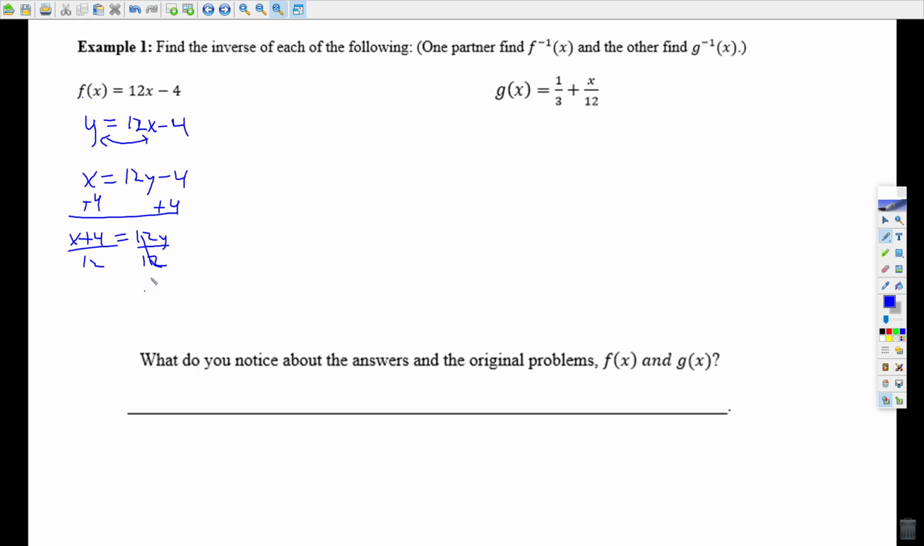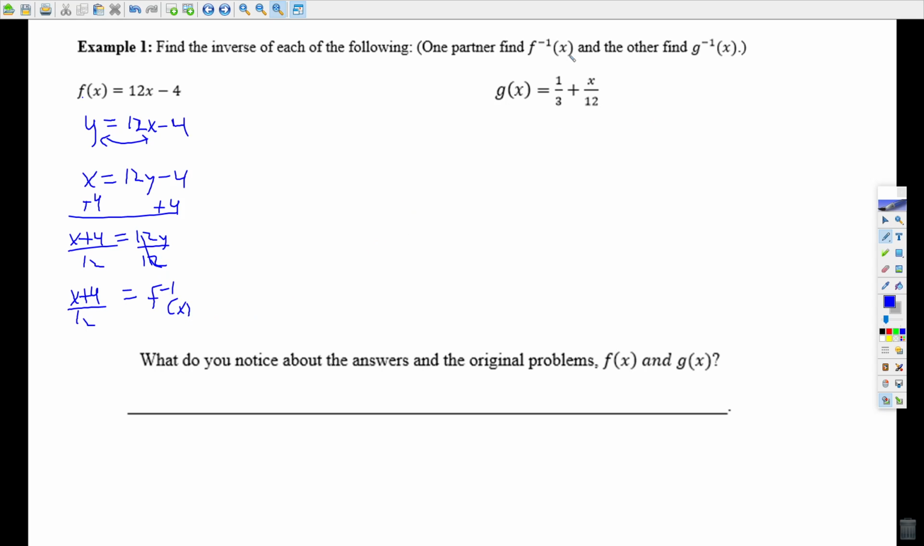So we get y equals (x plus 4) over 12. And we can simplify that then. But don't forget, we're going to change this into the other form. Change the y into the inverse. So this is f inverse of x.